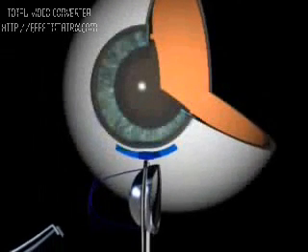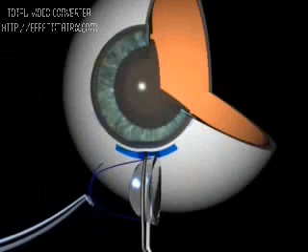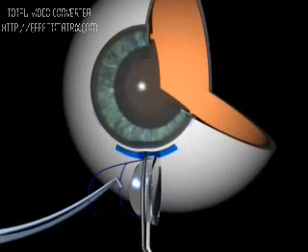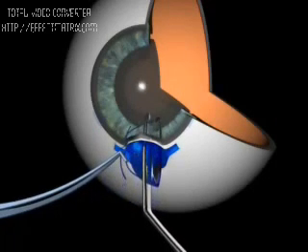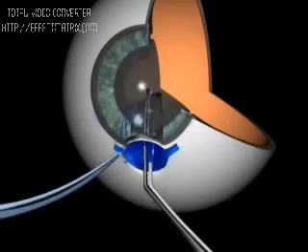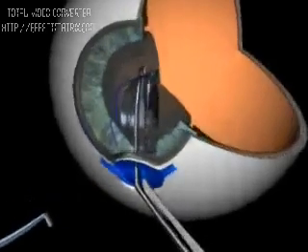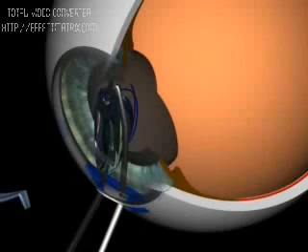IOL implantation. The folded IOL is inserted through the incision. The haptics of the IOL are positioned in the capsule bag, and the lens is slowly unfolded.